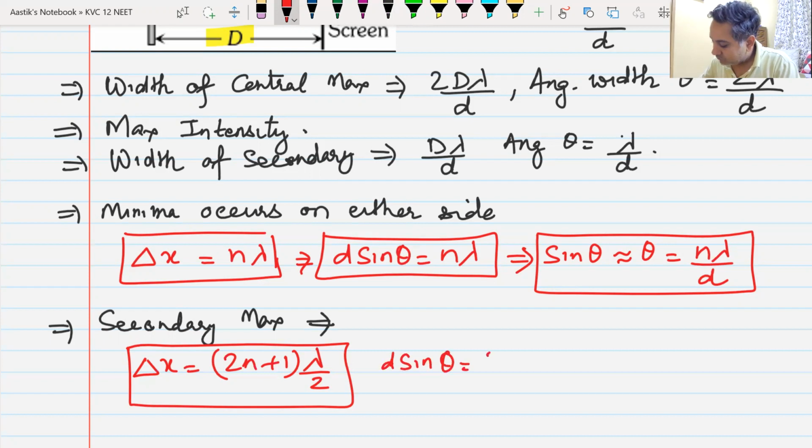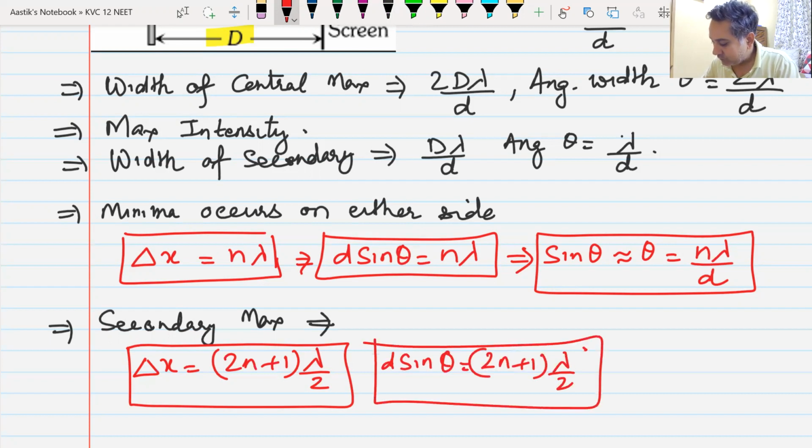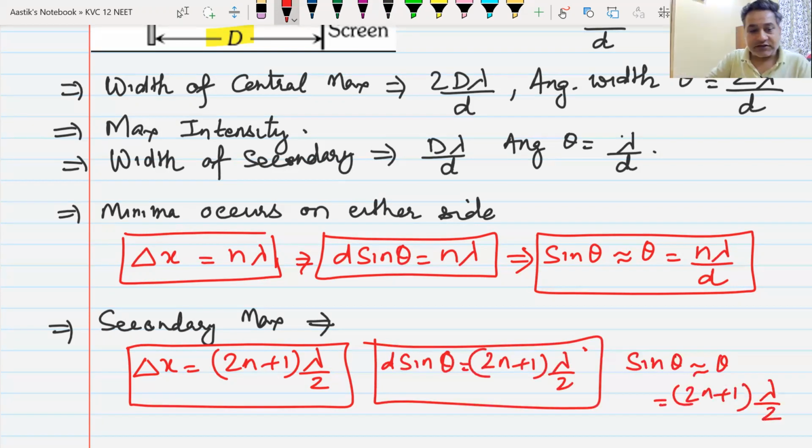So d sine theta is (2n plus 1) lambda by 2. Or I can write sine theta, which is approximately equal to the angle theta for small angles, will be equal to (2n plus 1) lambda by 2d. This is the thing that you must remember about diffraction. Note it down, please.